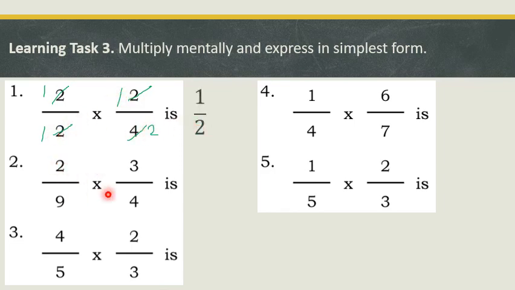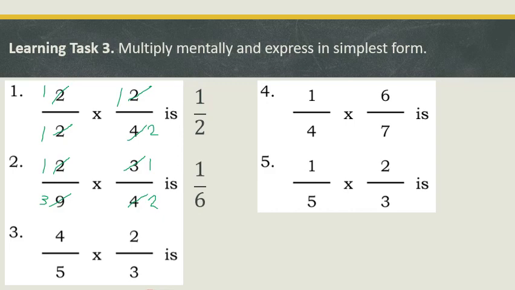So, dito, yung 2 at 4 ay pwedeng i-divide sa 2. So, 2 divided by 2 is 1. 4 divided by 2 is 2. Then, yung kabila, yung 9 at 3 pwedeng i-divide sa 3. So, 9 divided by 3 is 3. 3 divided by 3 is 1. So, multiply natin. 1 times 1 is 1. 3 times 2 is 6.